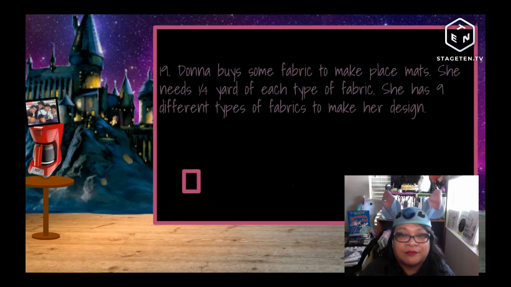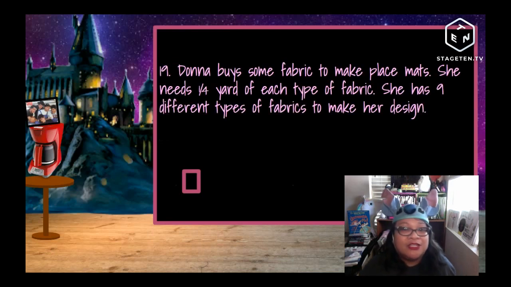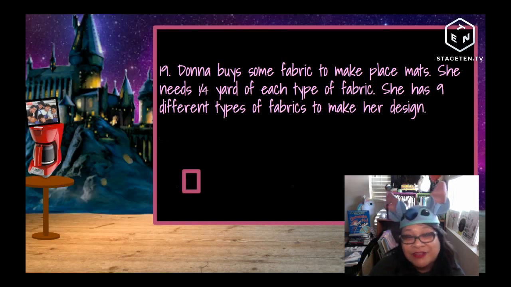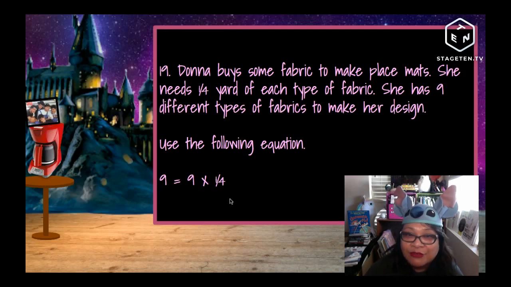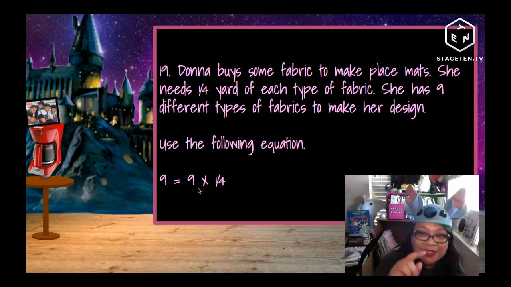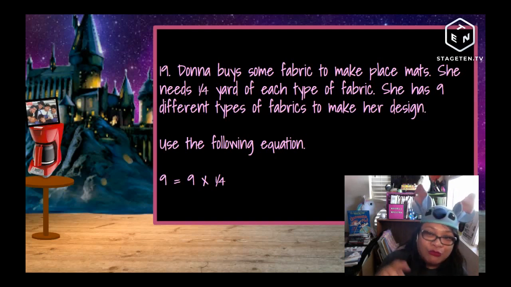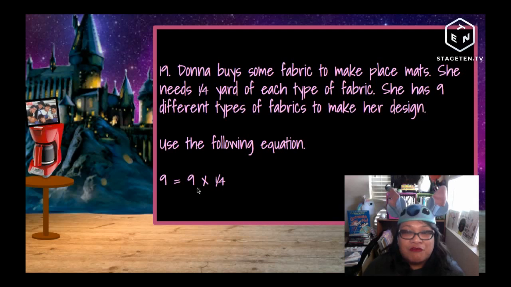Almost done. 19. Donna buys some fabric to make placemats. She needs 1/4 yard of each type of fabric, and she has 9 different types of fabric. What do you think? 1/4, right? 9 times 1/4, you write 9 times 1, and that gives you 9, and then over 4. So 9/4, and that's how much fabric you need.